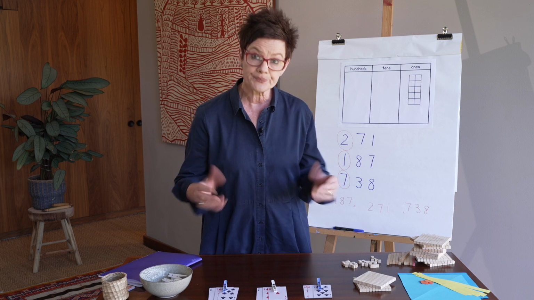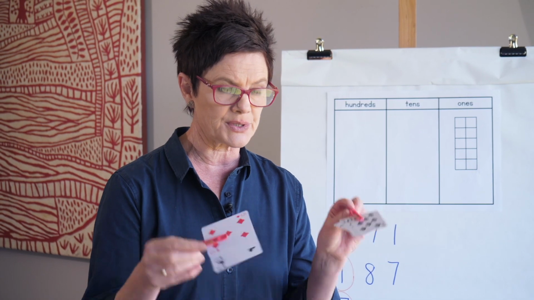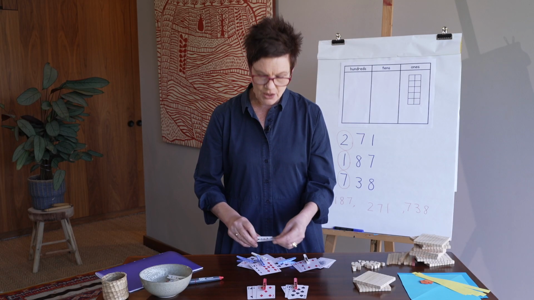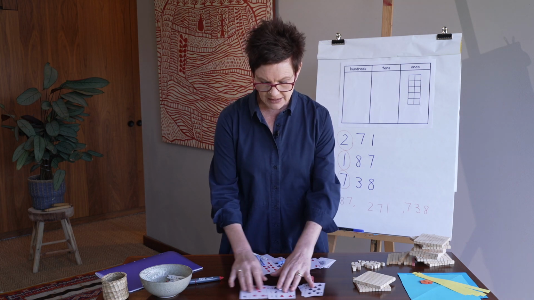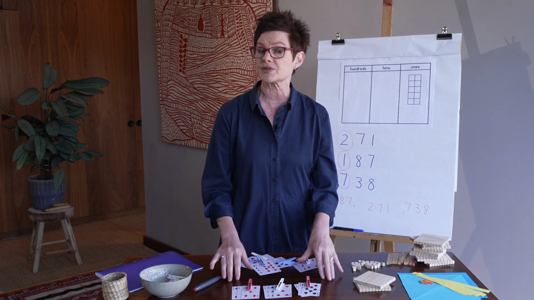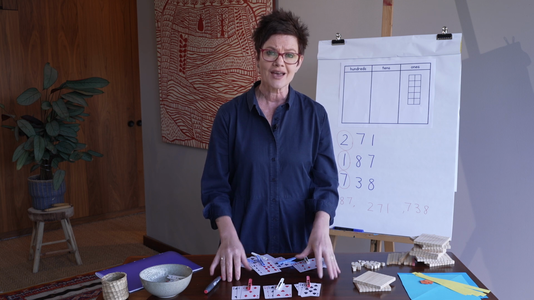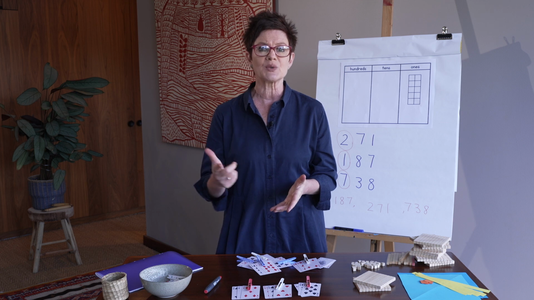Let's try another one. Okay, so I have made lots of 3-digit numbers with my cards and pegs to place them in smallest to largest. Just remember, I need to look at the hundreds first. How many hundreds do I have? Because that will make my largest number with the largest number of hundreds. Okay, fill up your learning book, press pause, and I'll see you once you're finished.